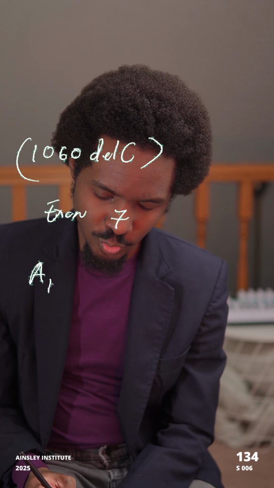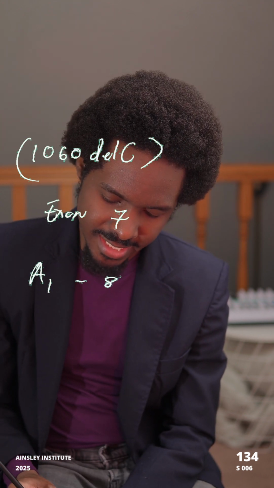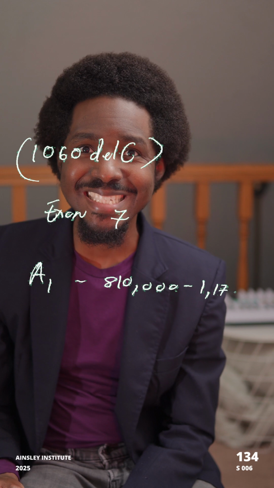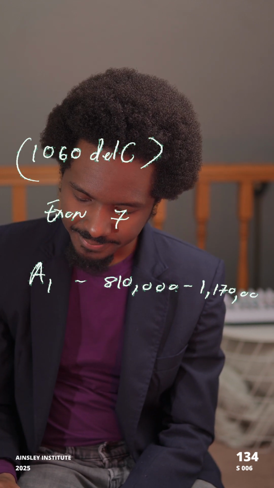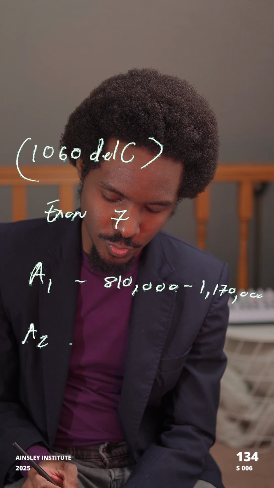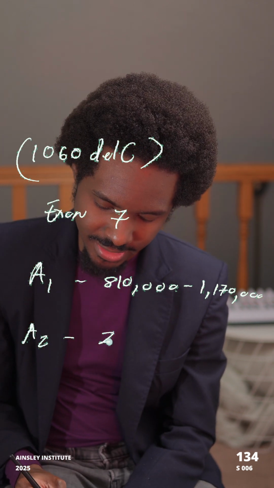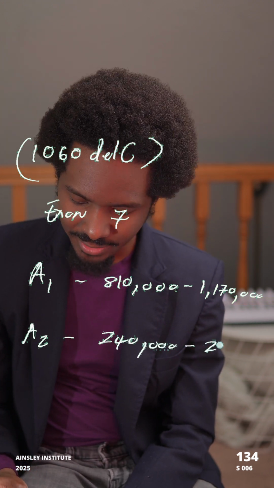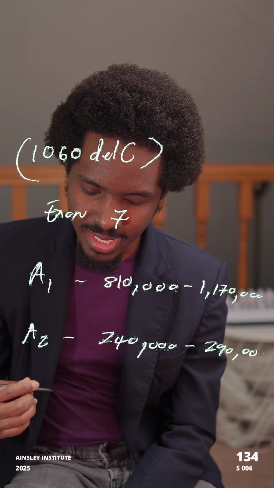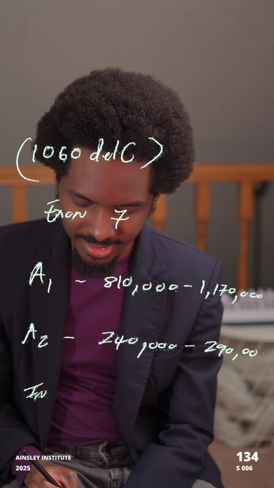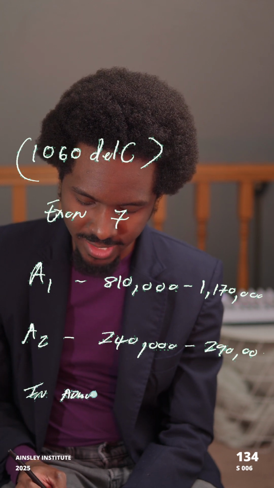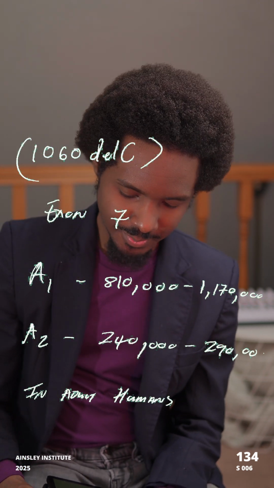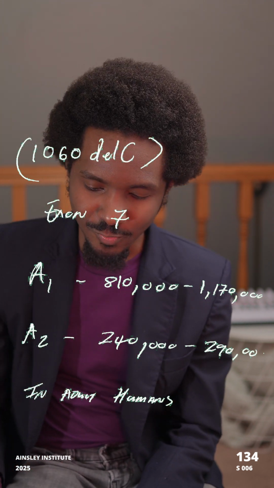All right, so let's just do a quick recap again for the antigen binding sites. So for the A1, which we made mention of, it has 810,000 to 1,170,000, right? Then the A2 has less antigen binding sites. You have 240,000 to about 290,000, right? And this is in adults, in adult humans. So we have a nice understanding of what is taking place.